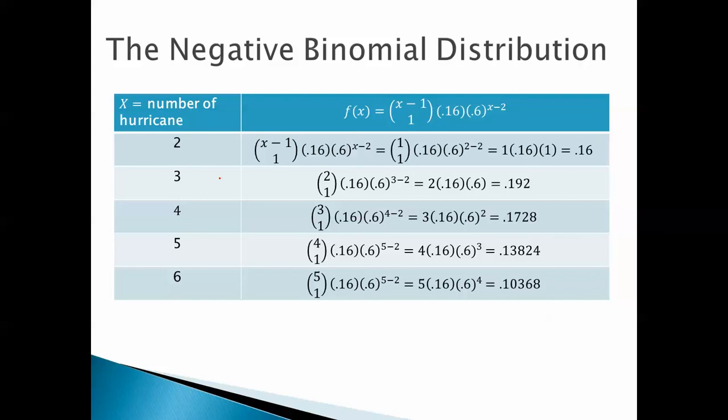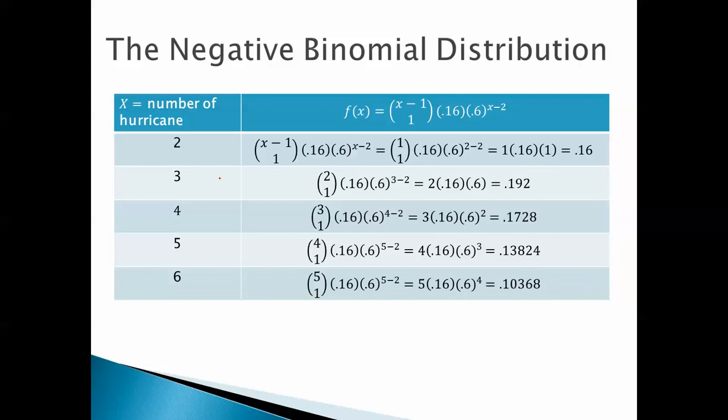We can simply make a chart. Okay, x is the number of the hurricane, and on the right side we have the p.d.f, f of x. So f of 2, for example, is going to be x minus 1 choose 1 times 0.16 times 0.6 to the x minus 2. Since x equals 2, in other words, it's 1 choose 1 times 0.16 times 0.6 to the 2 minus 2. We end up with 0.16.